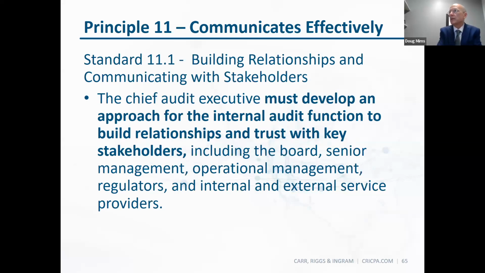All right, principle 11, communicates effectively. So standard 11.1, building relationships and communicating with stakeholders. The CAE must develop an approach for the internal audit function to build relationships and trust with key stakeholders. Again, that's intuitive. You've got to get along with management, the board. If you're in a regulated environment, you need to have a good relationship with the regulators. If you've got third parties, you need to have third-party providers that you work with. So yeah, you need to build great relationships and communication processes, because depending on the risk profile of your company, you have a lot of stakeholders in internal audit.